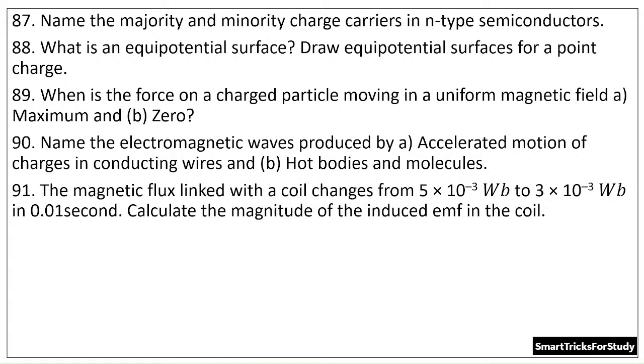91. The magnetic flux linked with a coil changes from 5 × 10^-3 Weber to 3 × 10^-3 Weber in 0.01 second. Calculate the magnitude of the induced EMF in the coil.